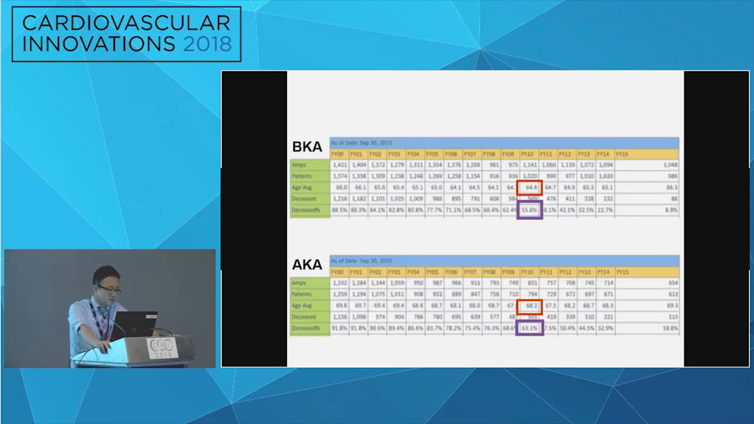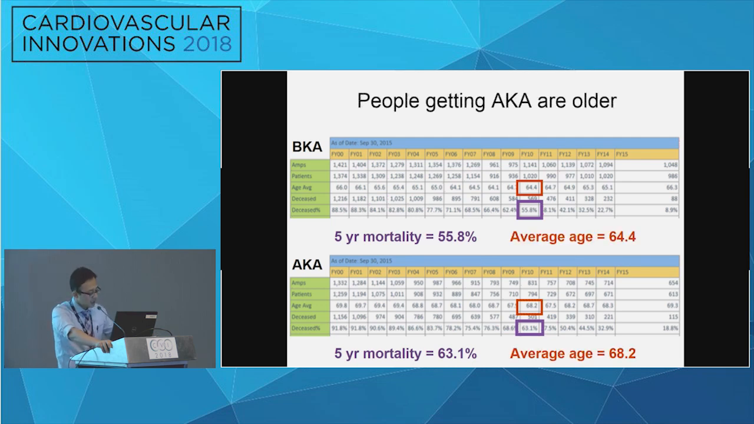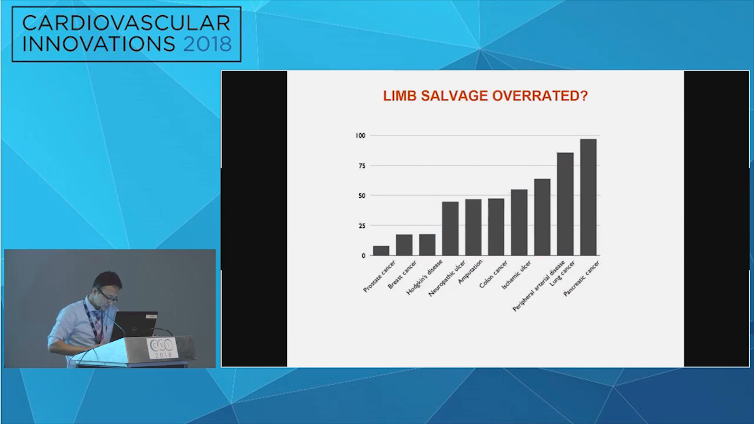This is the VA data. It's kind of hard to see. So if you work at the VA, you have access to these data. And I pulled these data in 2015. And if I go back to those people seen in 2010 and look at the mortality, it's considered five-year mortality because I'm going back 5 years. The 5-year mortality was much worse. So if you had an AKA, again, a more proximal amputation, it looks like it's killing people, but again, if you look at the average age in those two cohorts, they're about 4 years ahead of a BKA, so of course they're going to die earlier.